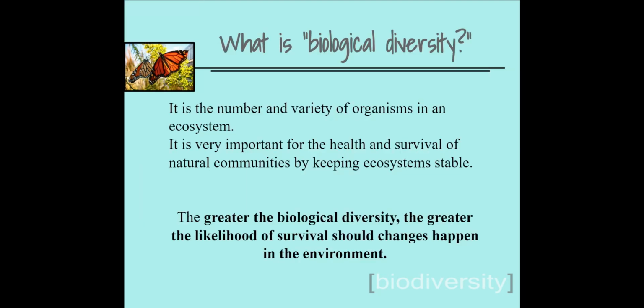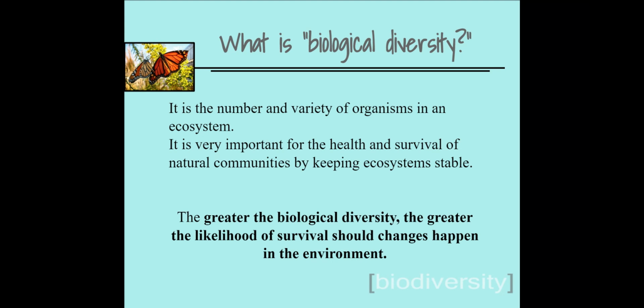So we're going to skip a bit of this, but we're going to start here by talking about what is biological diversity. Biological diversity is the number and variety of organisms in an ecosystem. This is super important for the health and survival of the communities and keeping those ecosystems stable. The more variety of organisms, the healthier the environment is. So we say the greater the biological diversity, the greater the chance of survival.